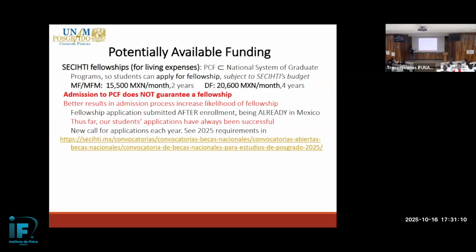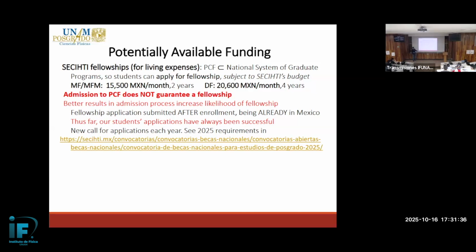And also, the name of the game will be for you to strive to have the best possible results in our admission process, because that would increase the likelihood of the fellowship. So it's not just a binary decision of being accepted or not, but performing as best as you can, so you can be better situated in this prioritized list for fellowships.